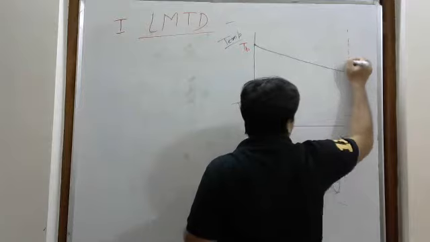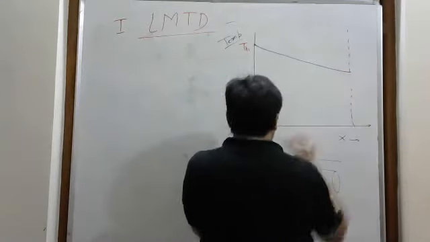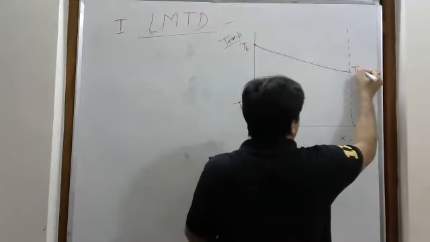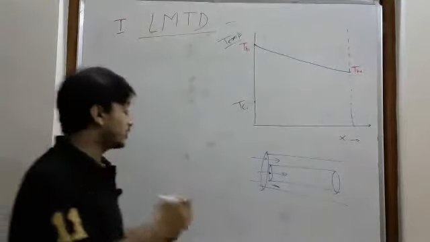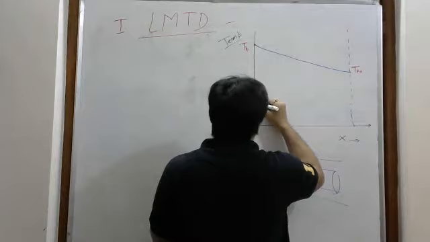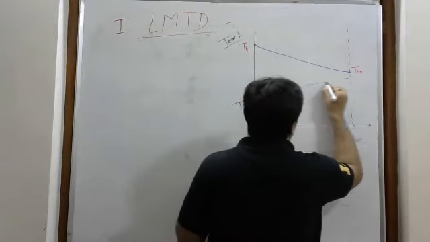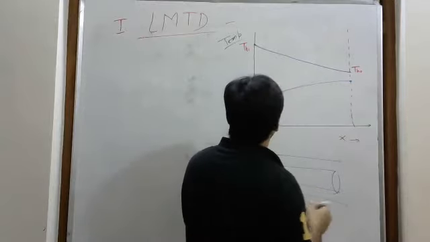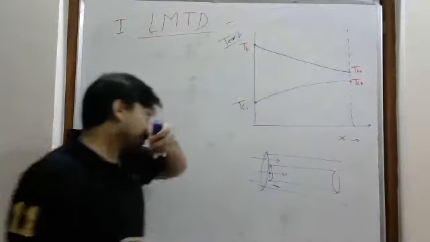And this is the exit temperature. This is the exit point. This is the total length. This is the exit point, so I am saying temperature at the exit point. THO, where O means the hot fluid temperature at the outlet. Now what will happen to the cold fluid? Cold fluid temperature will increase and it will go like that. You can show it. So this is TCO.